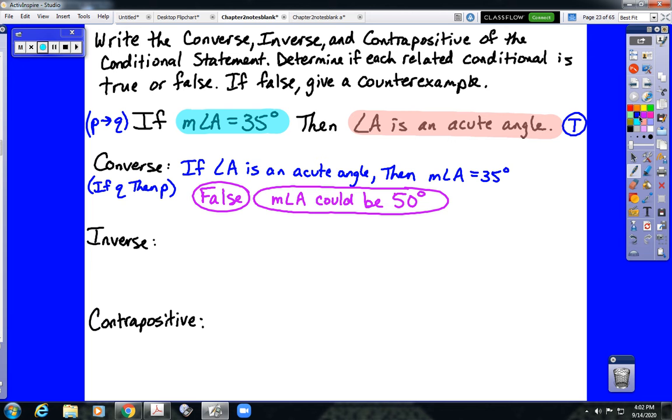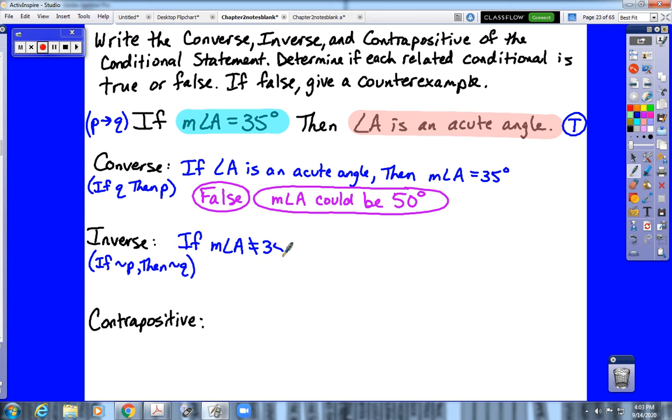On to the inverse. Remember that the inverse is the statement, if not P, then not Q. So we go back to the original parent conditional, and we are going to negate the hypothesis and conclusion. So instead of saying if the measure of angle A is equal to 35 degrees, we would negate that by saying the measure of angle A does not equal 35 degrees. Then we need to negate the pink part as well. We would say angle A is not an acute angle.